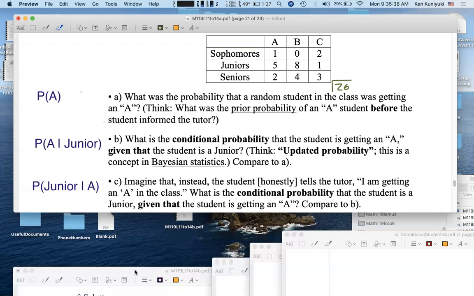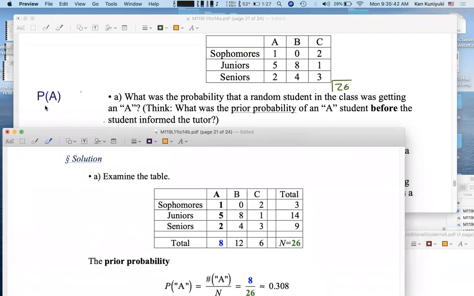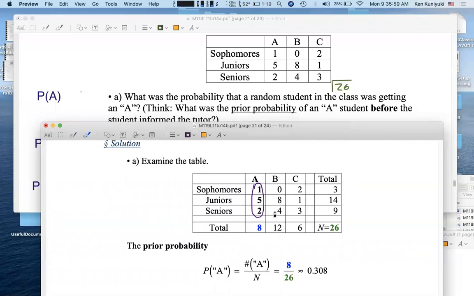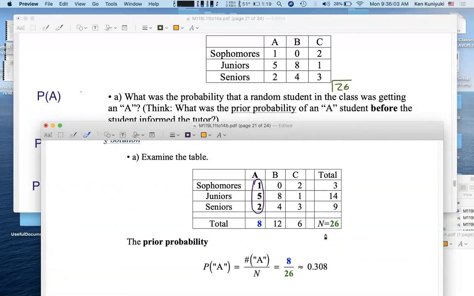Okay, before the student says anything to the tutor, what's the prior probability that the student is getting an A? Well, it would help to know the total number of students who are getting A's. So this marginal total would help. 1 plus 5 plus 2 is 8. 8 students are getting A's. Of the 8 students, one's a sophomore, 5 are juniors, 2 are seniors.